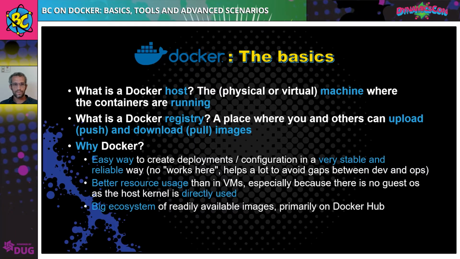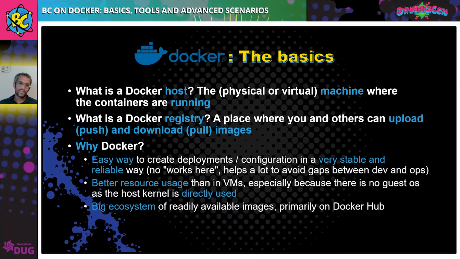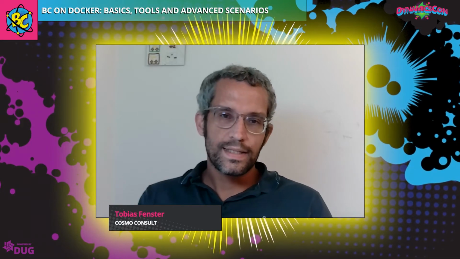And outside of the Business Central world, there's also a big ecosystem of readily available images that you can just use. They are shared primarily through the Docker Hub, but in the meantime, Microsoft has also shared a lot through the Microsoft Container Registry. You can still find them on the Hub, but technically you will pull them from the Microsoft Container Registry. Okay, so that is the introduction. That should give you a basic idea of how things are working in the Docker world.